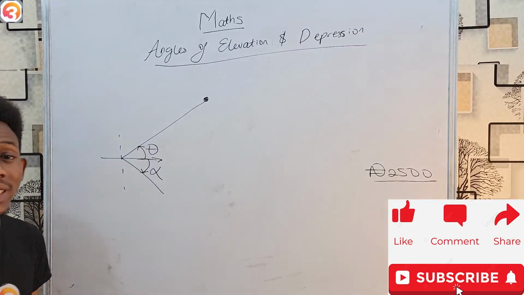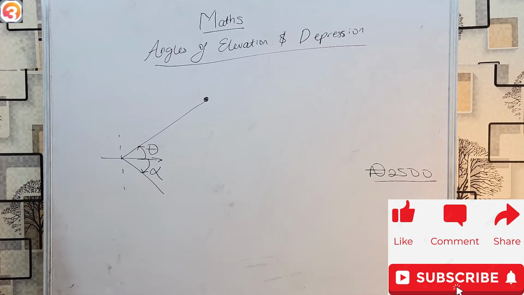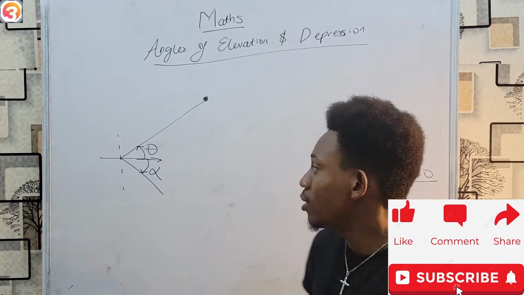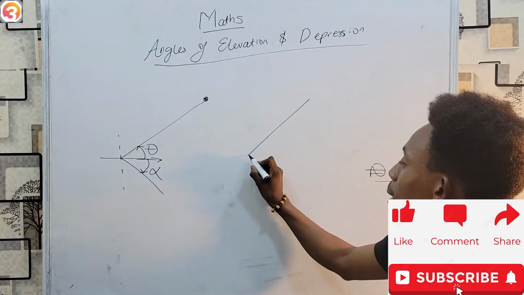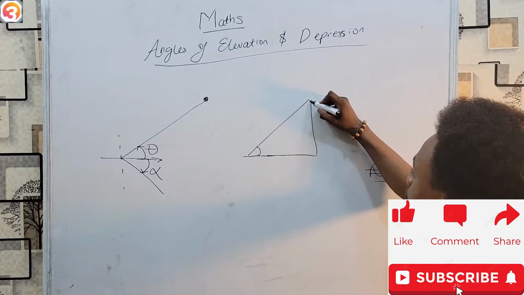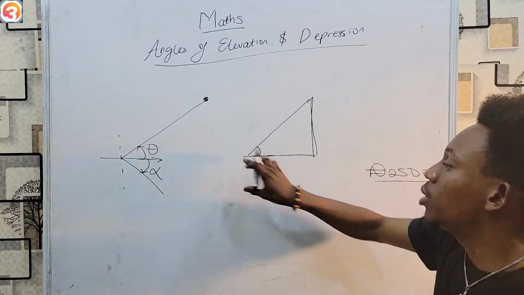So we need correct diagrams to get correct answers. Because for example, some questions will tell you a man is looking at a tree, and the diagram would be this. The man looked up at the tree with an angle, and voila, this will be the tree, and this is where the man is.